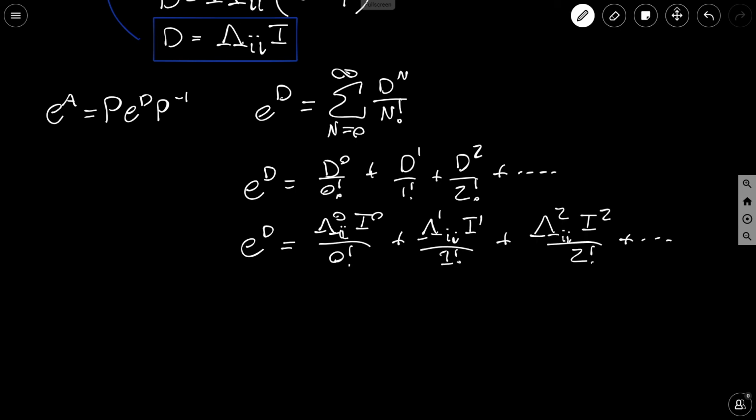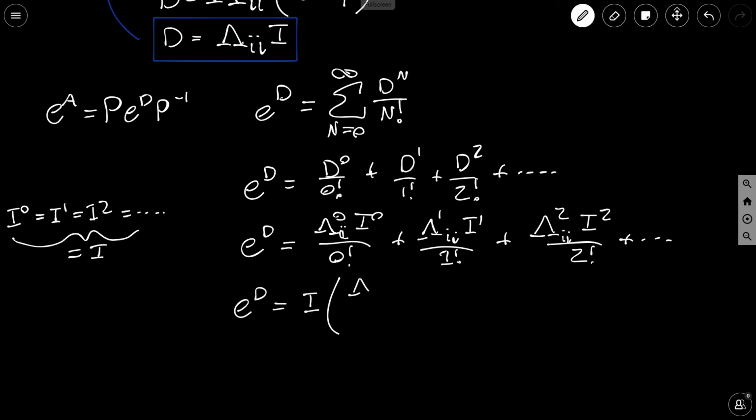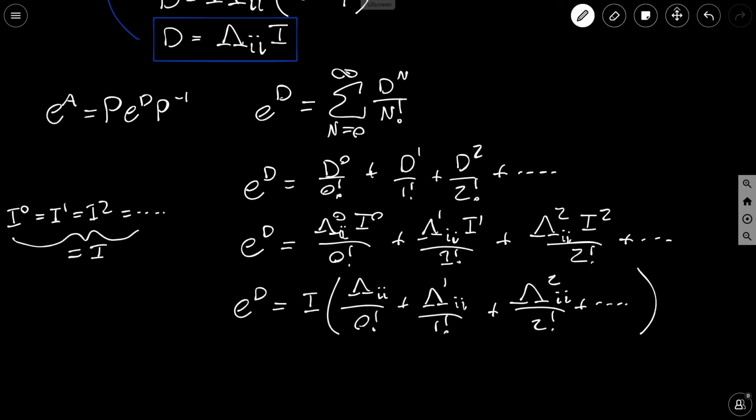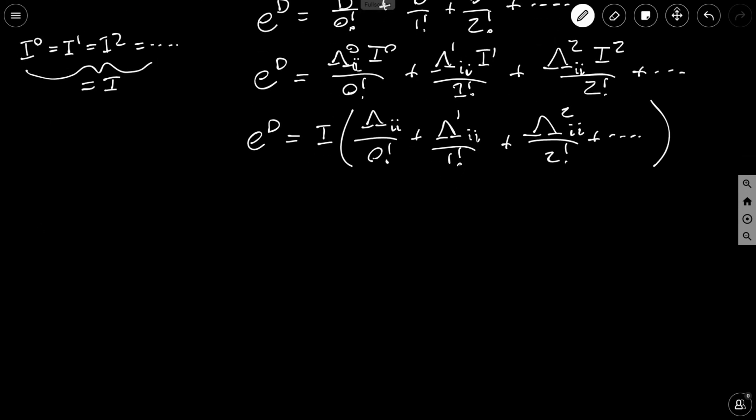And a nice thing that we know about this is we can actually factor out the identity matrix, because a nice little property of the identity is that I to the 0 is equal to I to the 1 is equal to I squared is equal to so on. So I is equal to powers of itself. So this is just all equal to I. So we can just factor it out. So we have e to the d. But also you might notice by Taylor series that this is just a scalar exponential. So e to the d is equal to I e to the lambda sub I.